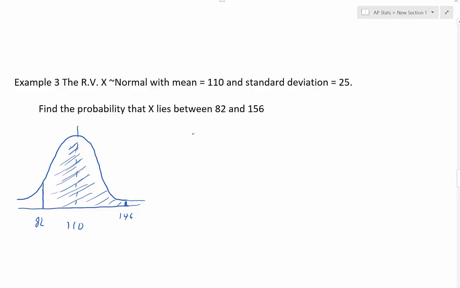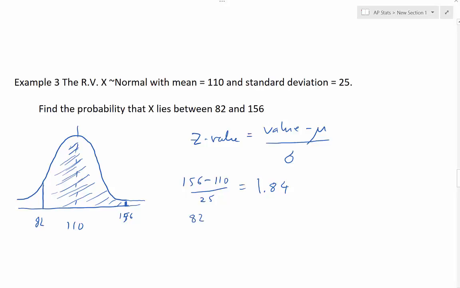So how do we standardize it? Well, the z value is always value minus the mean over the standard deviation. How many standard deviations away from the mean the value is. For 156, it's 156 minus 110 over 25, which is 1.84, and 82 minus 110 over 25 is obviously minus 28 over 25, which is 1.12, below the mean, so it's negative.